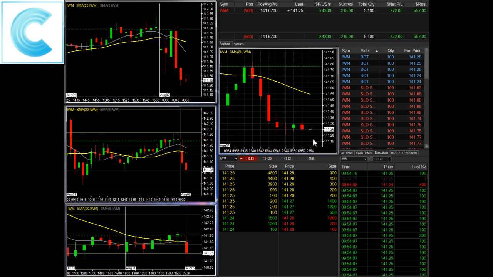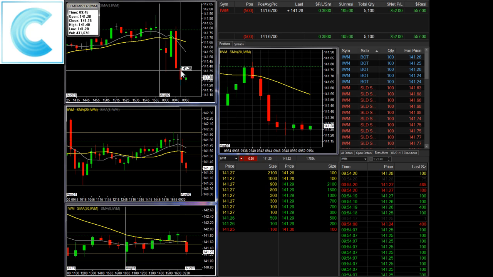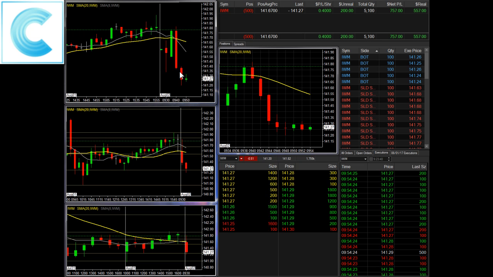I'm reluctant to go long unless the price exceeds the 141.40s, the high of this specific bar, only because the momentum is to the downside at this point in time. It's moving fairly far away from the gap time or gap play time.